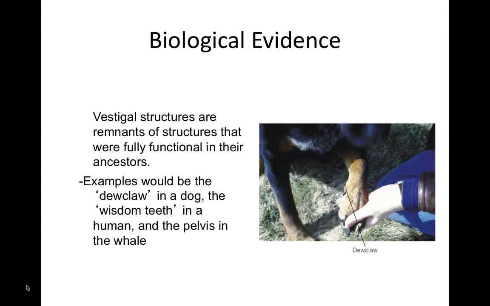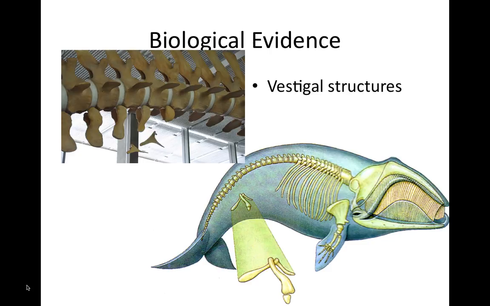We were talking about biological evidence. We mentioned homologous structures, analogous structures, and we left off with vestigial structures. We looked at the example of the dew claw of the dog, wisdom teeth of people, the tailbone of people as well, and the pelvis of the whale. You can see the two little tiny pelvic bones here of the whale that are all that remains from the pelvis of whales' terrestrial ancestors.